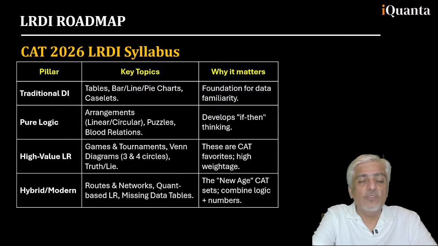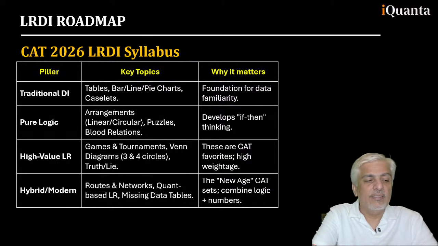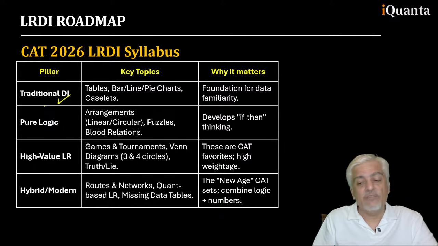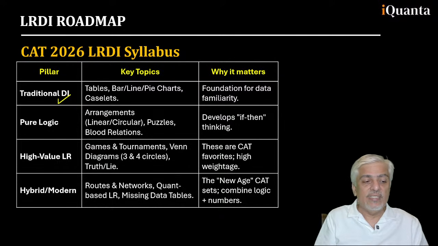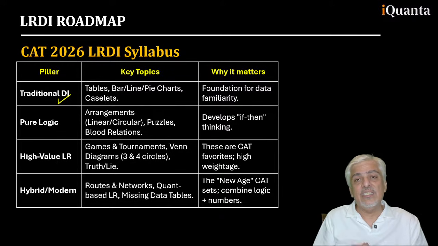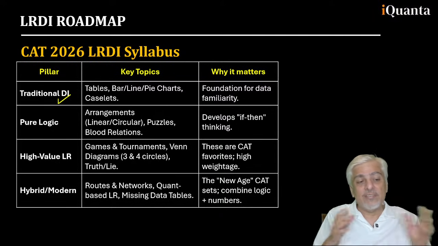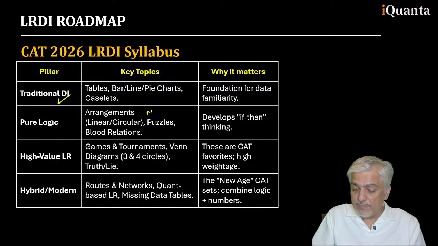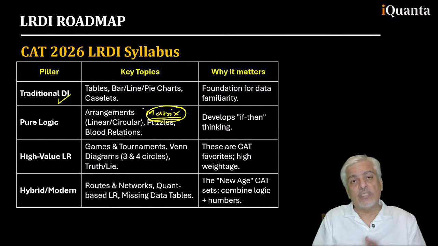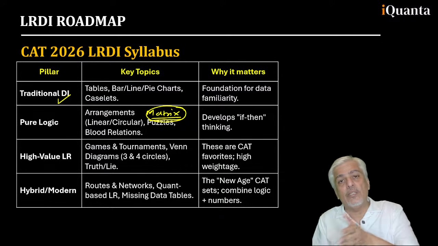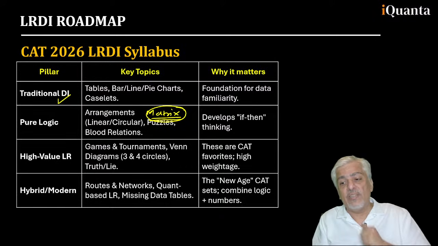Now, what is the kind of syllabus you should be looking at? Traditional DI, you should definitely know. You should know tables, bar, all the different types of graphs, pie charts, caselets. That becomes the foundation for your data familiarity. Then there are arrangements, linear, circular, puzzles, and matrix arrangement. This is the most important part. Develop the if and then logic, that if this is happening, then that should not happen, or if this is happening, then that will definitely happen, and so on.